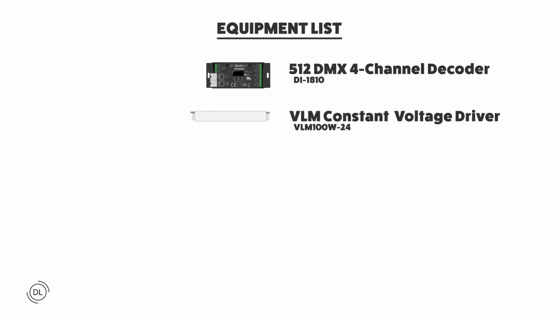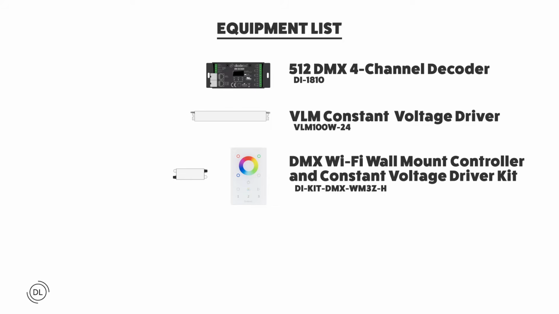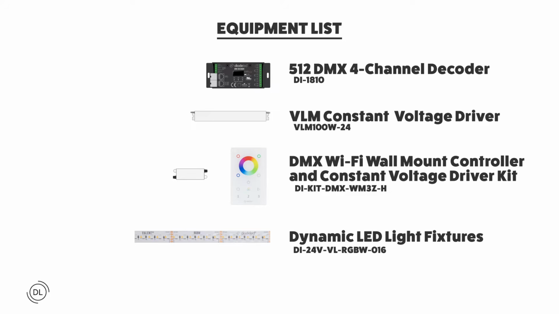VLM series constant voltage LED drivers. These drivers supply constant voltage to your lighting fixtures through the DMX decoder, ensuring reliable performance and preventing flicker or malfunction. DMX Wi-Fi wall mount controller and constant voltage driver kit. This wall-mounted, user-friendly controller enables easy preset scene selection and color choices using the color wheel. Dynamic light fixtures. These fixtures include our Valent RGBW color-changing tape light. Cat5 cable. This industry-standard network cable reliably connects your DMX decoders to the controller.